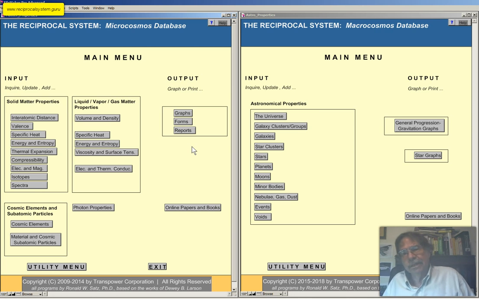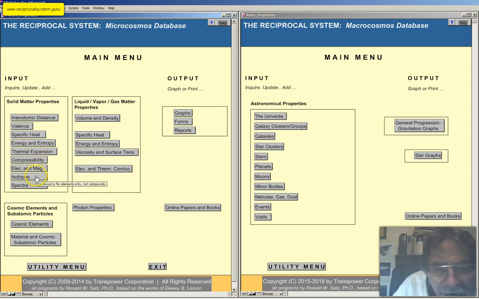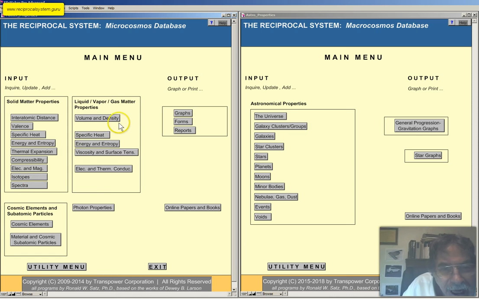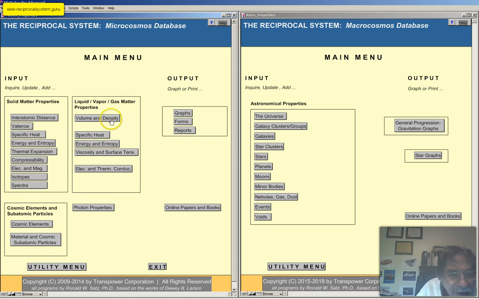Then, once you've done that, you can understand these two database modules much better, where the equations for the calculations come from. So in the Microcosmos database here, I've covered solid matter properties, including interatomic distance, valence, specific heat, energy and entropy, thermal expansion, compressibility, electrical and magnetic properties, isotopes and atomic spectra. I've covered liquid, vapor, and gas matter properties, volume and density, specific heat, energy and entropy, viscosity and surface tension. And today I covered electrical and thermal conductivity.